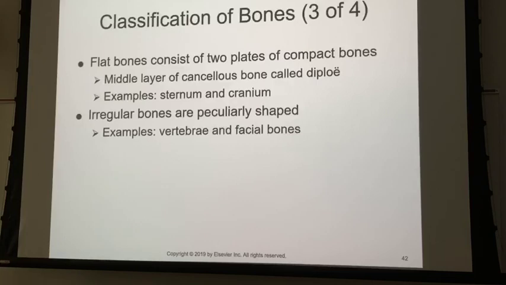So flat bones, again, sternum, cranium. Irregular bones would be things like certain facial bones, certain cranial bones, and the vertebra. They really had no good way to describe them. Flat bones are flat, long bones are long, short bones look like rocks. These things just don't look like anything.